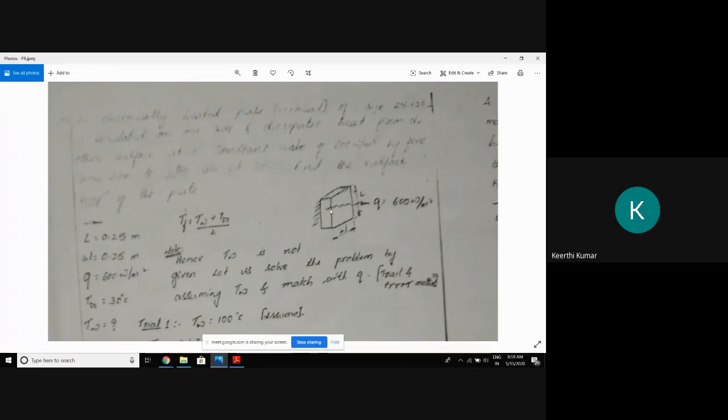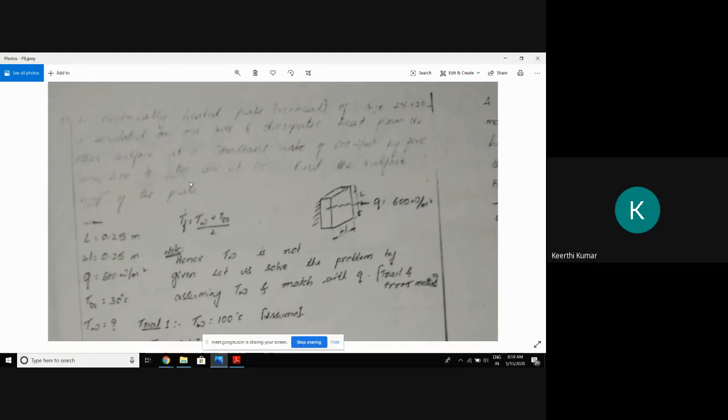That means the heat flow is only on one side, the other side is insulated, and the value is 600 watts per meter square. That means Q by area, meter square is there, so it is a heat flux. What he has given is a heat flux. Okay. By free convection, he has given, by free convection to the atmosphere.